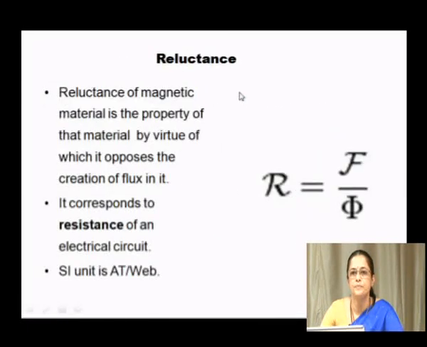So, reluctance is nothing but M.M.F divided by phi, which is flux in Webers. M.M.F is in ampere turns, flux is in Webers. Therefore, unit of reluctance is ampere turns per Weber. So, it is nothing but opposition to the creation of flux, very much similar to resistance in case of an electrical circuit. What is resistance? Opposition to the flow of current. Here opposition to the flow of flux is known as reluctance, and its unit is ampere turns per Weber.